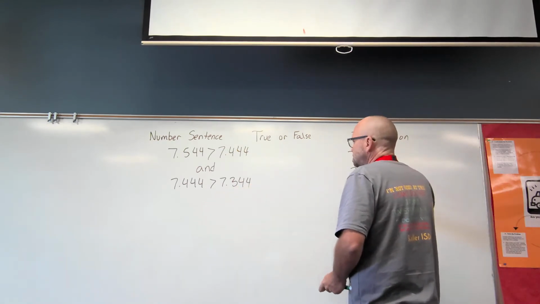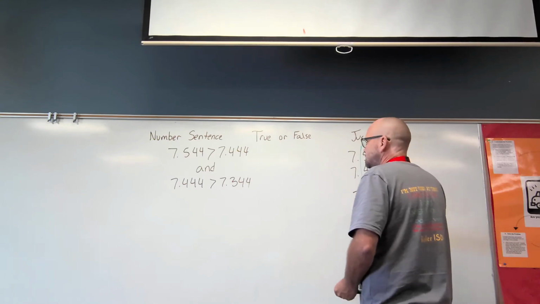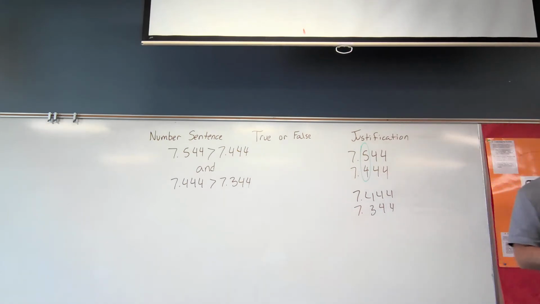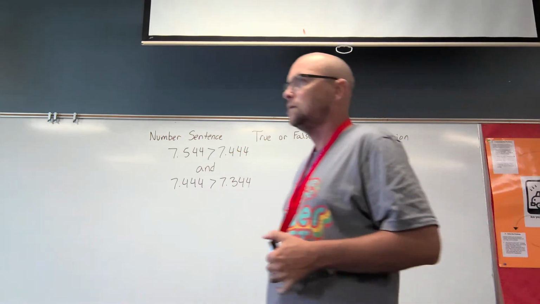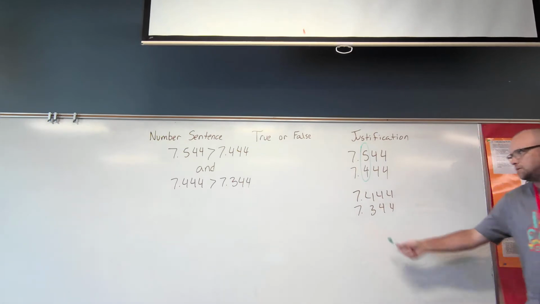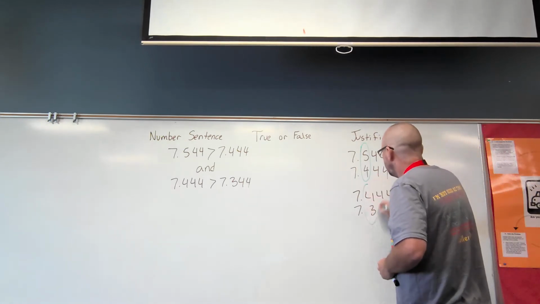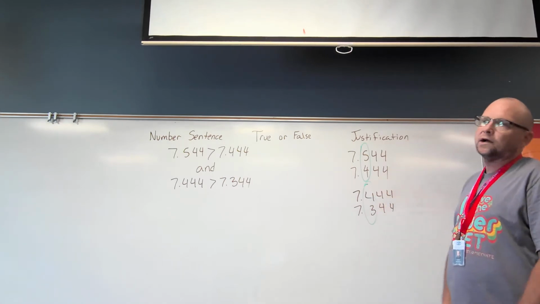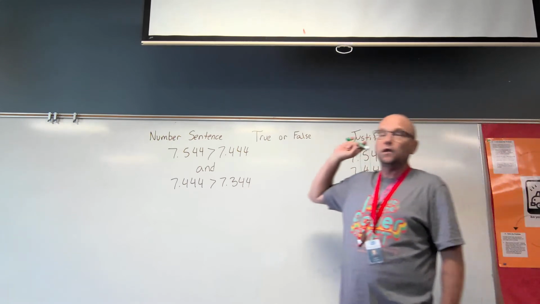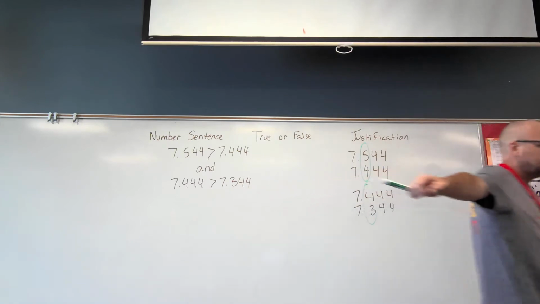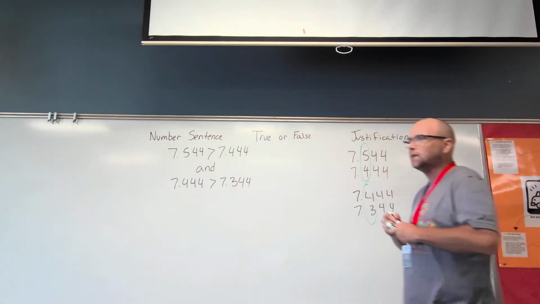So we have 7 and 444 thousandths and 7 and 344 thousandths. Which place value do we start at? Kara? You start at the ones. Kara, is there any difference in the ones place? No. Tenths? Yes. Since the 4 is greater than the 3, 7 and 444 thousandths needs to be greater than 7 and 344 thousandths. Is that what this says? Yes. So then this would be true because they're both true.